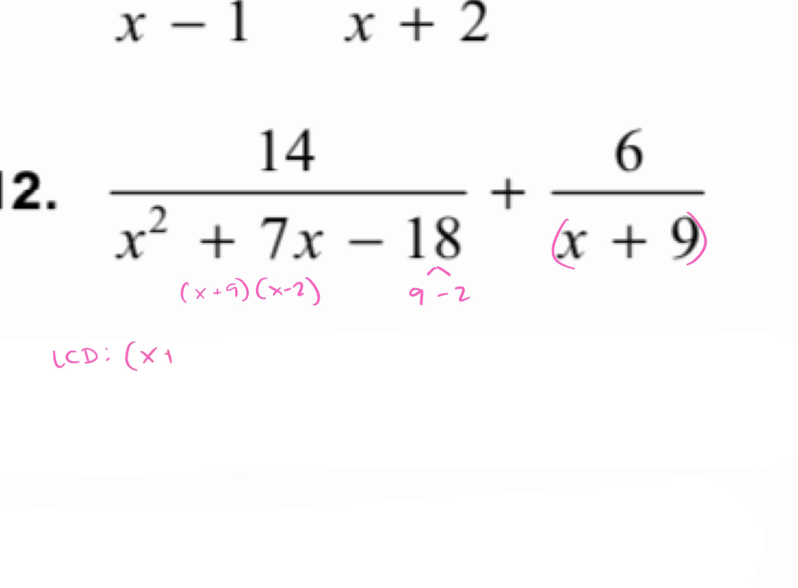Perfect. x plus 9 times x minus 2. You always start by listing everything from the first. I don't have to relist that x plus 9 because I already have it on my list now. What do I do next?